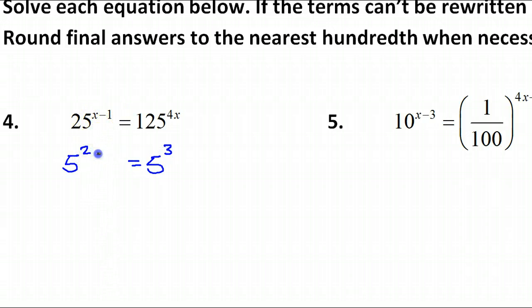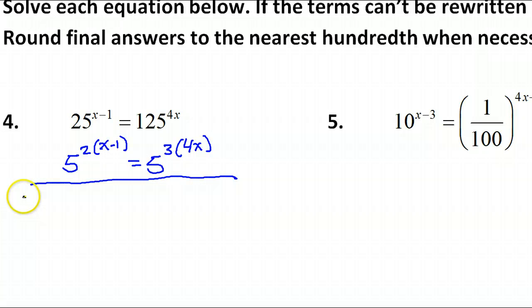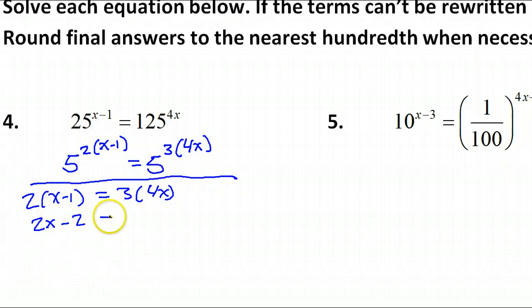Now, this x minus 1 is going to go up here in parentheses, and the same thing with this 4x. Now that the bases are the same, the exponents must be the same. So 2 times x minus 1 must equal 3 times 4x. I'm just setting the exponents equal to each other. You must do the distributive property here, so that's 2x minus 2 is equal to 12x.